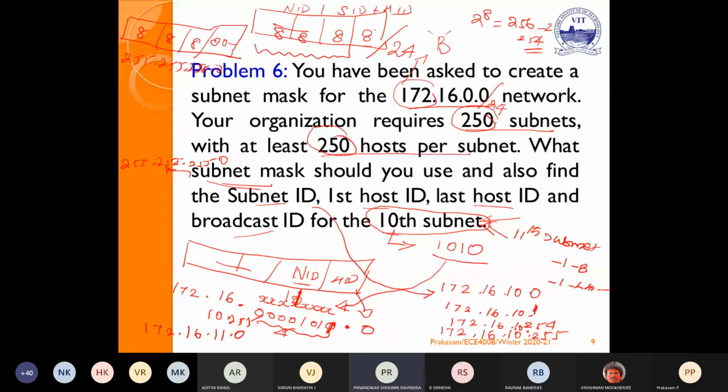Because we're taking 172.16.1.0 as the first subnet, from 172.16.0.1 to 0.255 unused, right, sir? Yeah, unused, because if it is 172.16.0 dot remaining, it may be anything. If it is 0, then that is the network ID. Okay, sir. So got it. Thank you, sir.